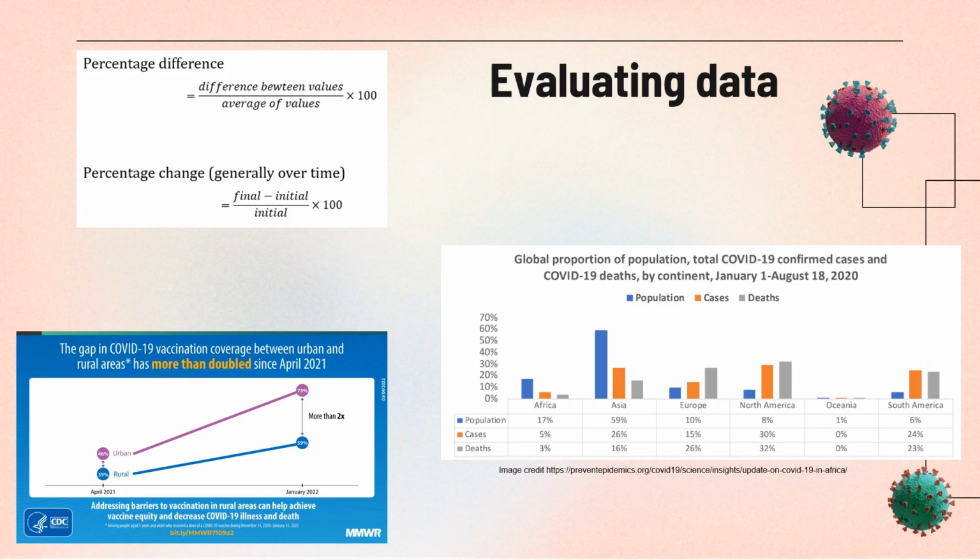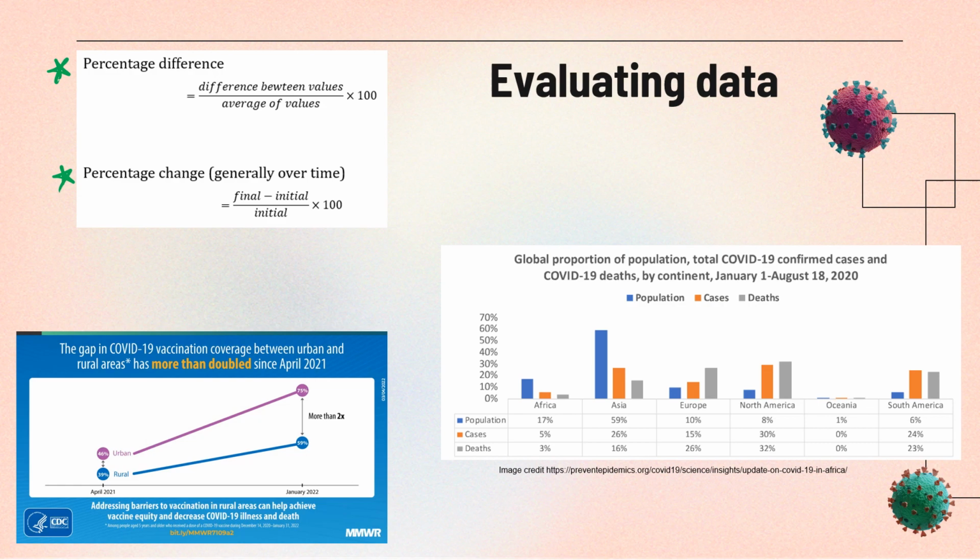We love to analyze the data that comes from diseases. And so we're going to do just a little bit of practice math here, looking at ways that we can evaluate data coming from pandemics. Two main and easily confused formulae that you want to memorize are percentage difference and percentage change.